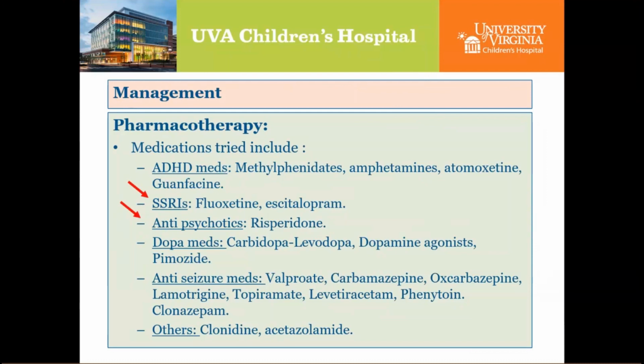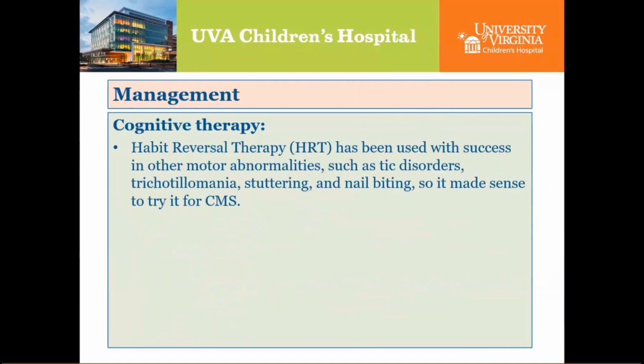So what do we do instead? Really, the only way that we have so far for the management of complex motor stereotypy consists of cognitive therapy. So we have the habit reversal therapy that I'm sure you guys are familiar with because we use it for various types of abnormal movements and repetitive behaviors. And it made sense to use it for complex motor stereotypies.